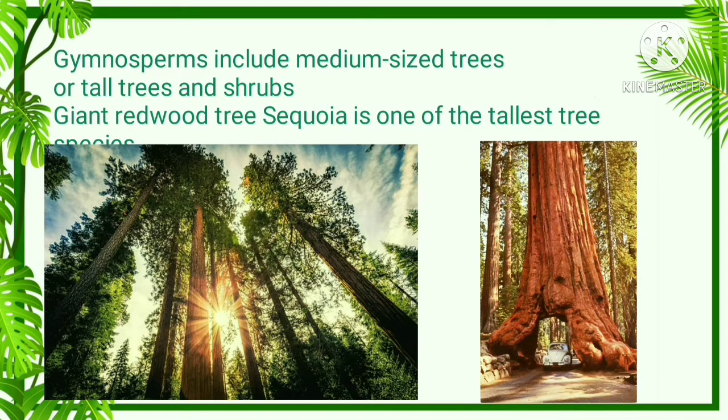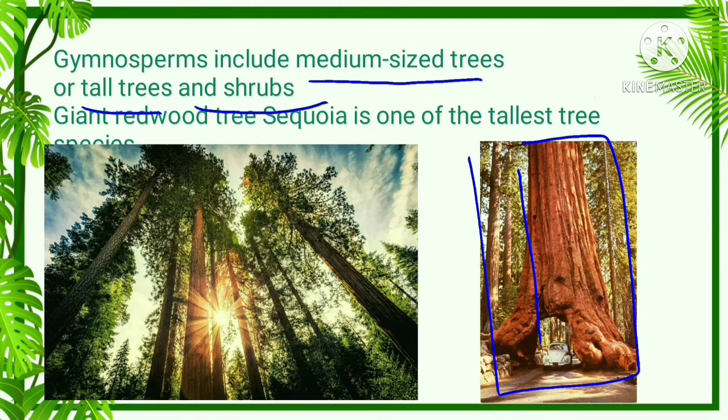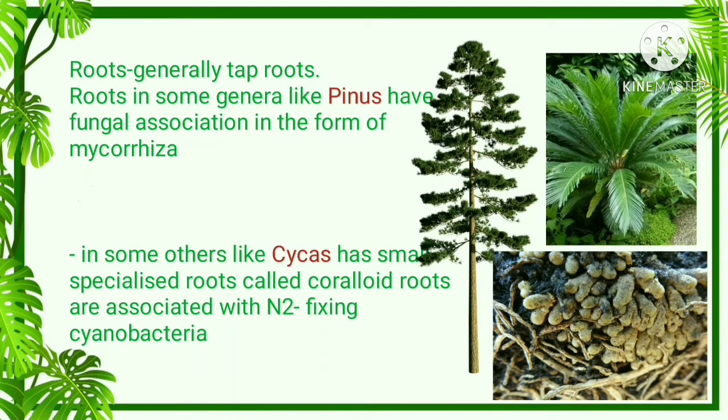Gymnosperms include medium-sized trees or tall trees, as well as a few shrubs. The giant redwood tree, otherwise known as sequoia, is one of the tallest tree species existing in the world. Now moving to the roots. Roots are generally tap root system.